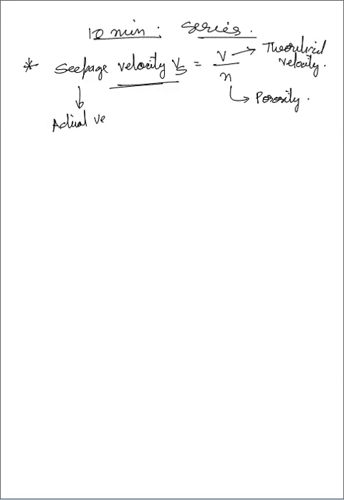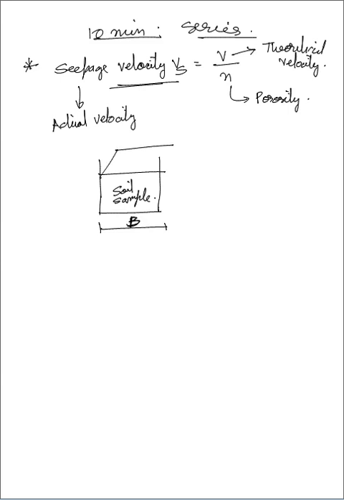Now what is the concept behind it? Whenever some water is to be passed through some soil sample, this is your soil sample, we will be considering the cross section area. Suppose this is your, let me write it B, so this is the base. Whatever the cross section area of this soil, water will pass through it.